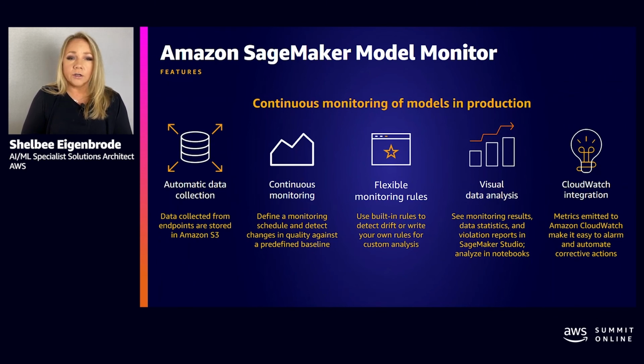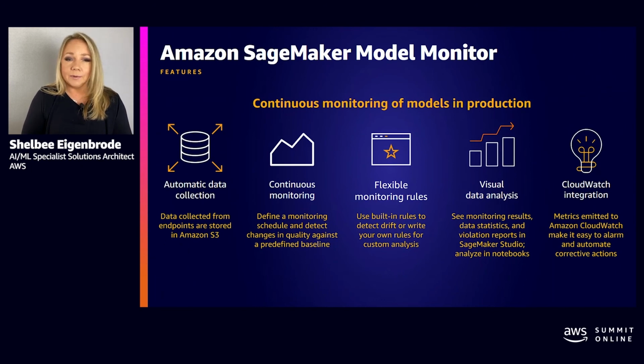Then Model Monitor also has a baselining step. With this baselining step, SageMaker Model Monitor will automatically run analytics against your training data set and use that to create a set of built-in rules to detect drift. You can also modify those rules, or you can even write your own custom rules for custom analysis as well.